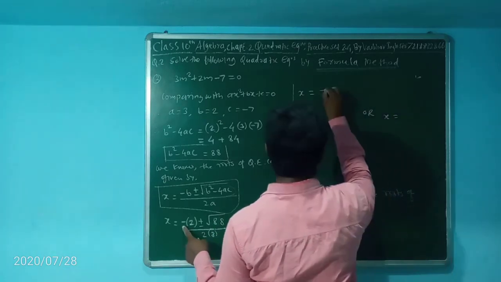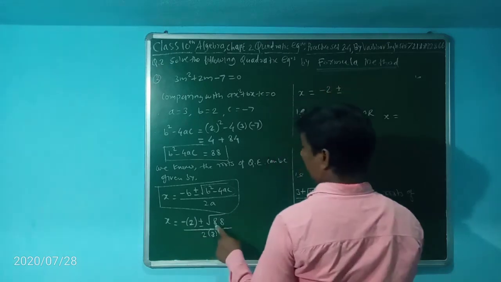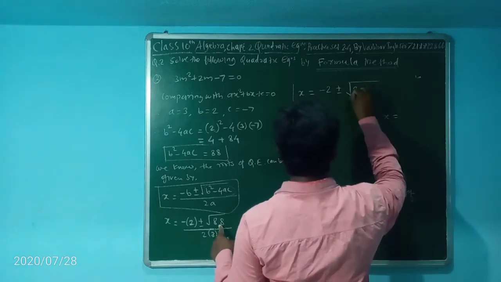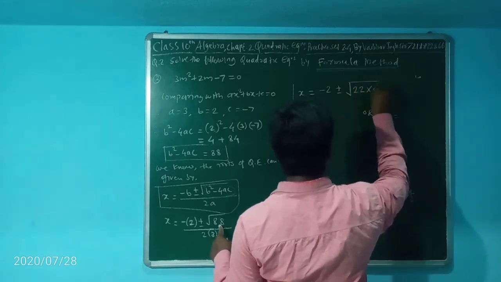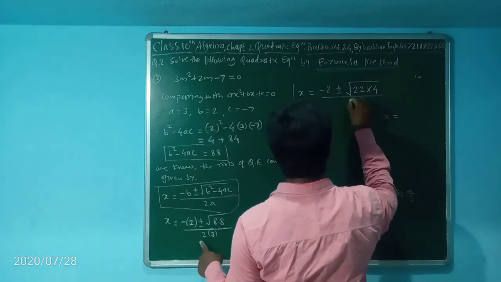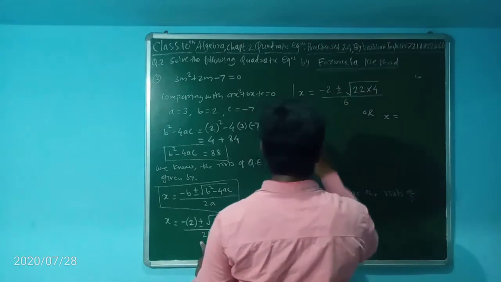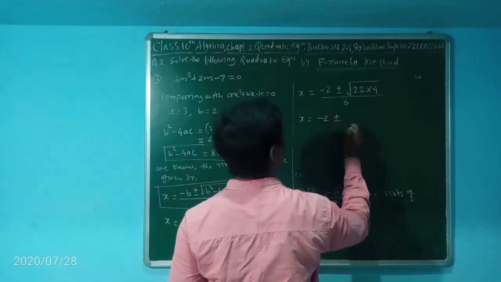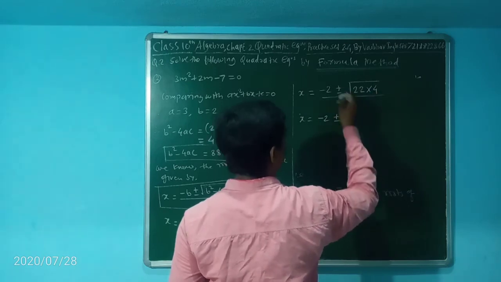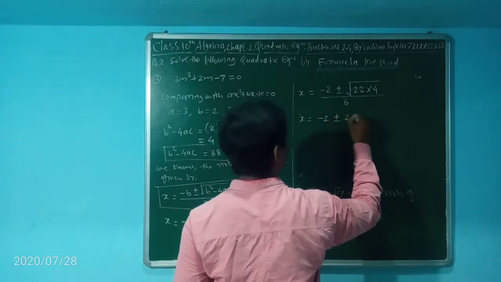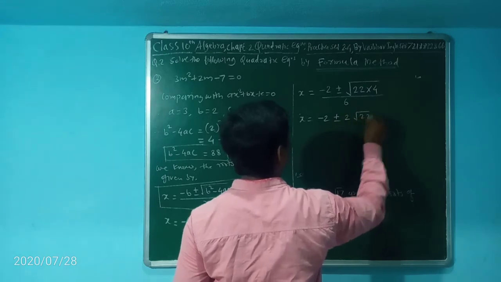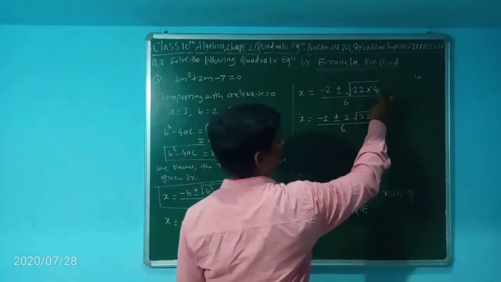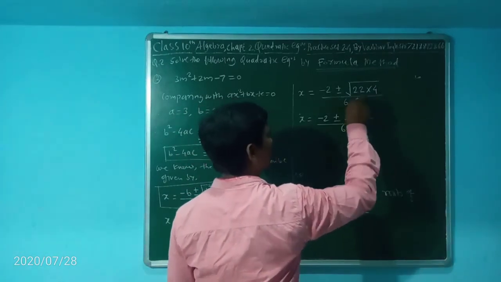Now minus 2 will be as it is, plus minus under root 88 can be factorized as 22 into 4, whole divided by 2 into 3, that is 6, and this can also be written as minus 2 plus minus. I will take this 4 out of the square root, so it will become 2 into under root 22 as it is. Okay, square root of 4 is 2, so 2 can be taken outside.